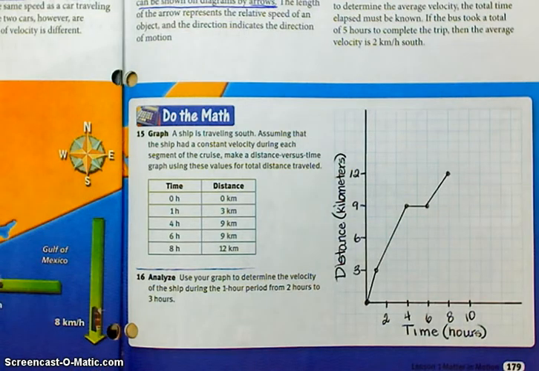Okay. Number 15 asks you to create a graph, which I have done, and you should probably follow along and do the same thing. Remember that time is usually something that goes on the x-axis, so I put time in hours on the x-axis. Distance in kilometers is on the y-axis. Number 16 says analyze. Use your graph to determine the velocity of the ship during the 1 hour period from 2 hours to 3 hours. Okay. So let me show you what section of the graph we're talking about.